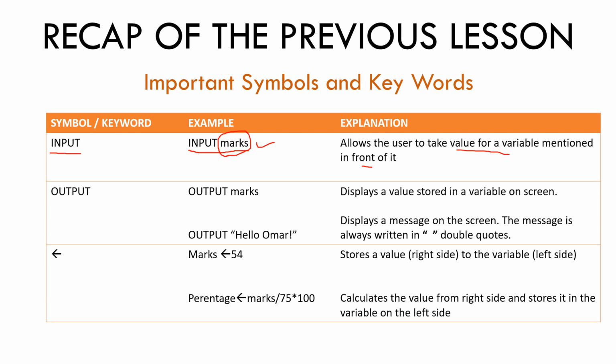So what happens next after you have taken an input? At some instance you would want to display what value is stored in that particular variable, or what value you had entered in that variable. So for that we used output. The syntax of output is very similar, but it has two options for us. The first option is that we can display a stored value which was stored in a variable on screen. So this marks value was entered by us and stored in that particular variable. If we write output and then the name of the variable, it will display what is stored in that variable.